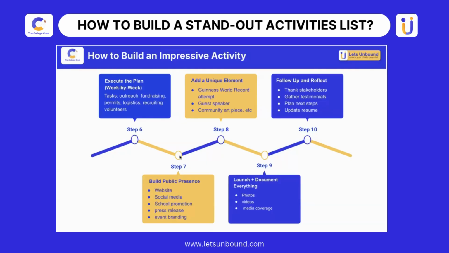Moving across, you need to add a unique element. This is where she really leveled it up. She invited a local business owner who ran an ethical chocolate company as a guest speaker. She also included an interactive art installation where attendees could write pledges about their food choices. This is what made her project memorable. Colleges see hundreds of projects. The one that stands out often includes a creative, personal, and community-tied element, and it becomes an anchor for a memorable essay.